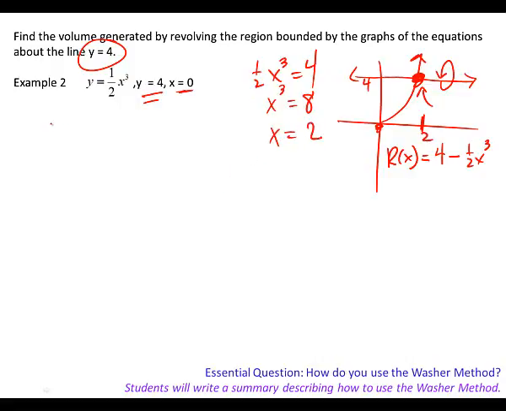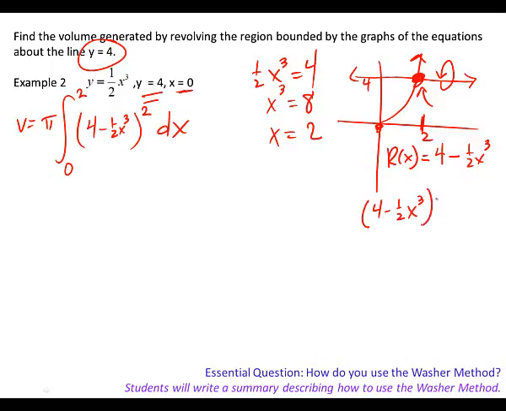All right, let's do volume. What does volume start with? Pi. Rotational volume starts with pi. We're going to go from 0 to 2. Okay. I'm going to put my radius in there. 4 minus, this is not fun, is it? 1/2 x cubed. And what am I going to do to that? Square it. And then I'm going to go dx. Okay. All right, we're going to have to FOIL it again. It's going to be messy. You're going to deal with the fractions, and it's going to be okay.